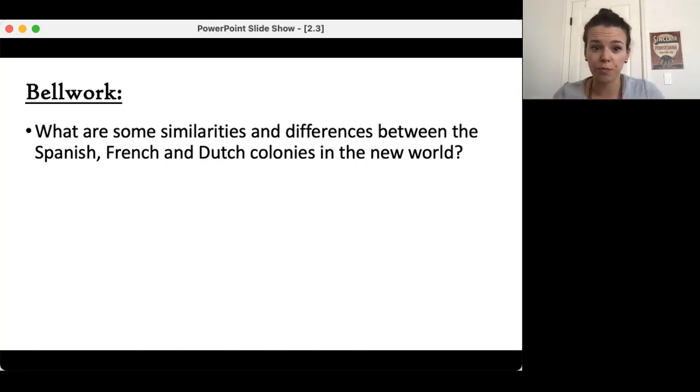So I can answer this for you. Some of the similarities, well, the Spanish and the French both were interested in spreading Catholicism, although the Spanish were much more interested. The Dutch had religious freedom in New Amsterdam. The Dutch and the French were much more interested in economic partnerships with indigenous peoples, whereas the Spanish enslaved them. All of them had this certain level of ethnocentrism, and all of them used waterways to help navigate and claim land.